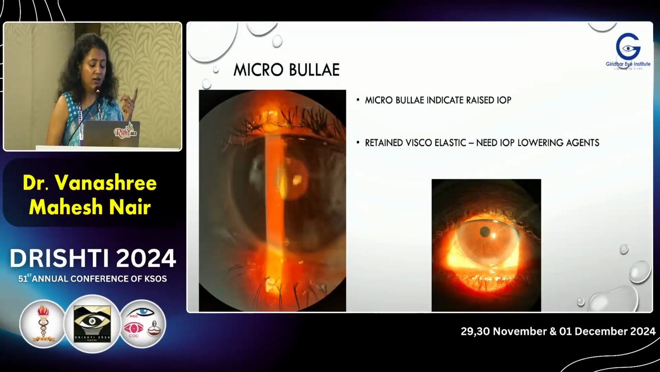I think what happens is sometimes there may be retained viscoelastic at the end of the surgery if you have not cleared off the visco well. There will be no stromal edema here, but there will be microbullae. This is where there is raised intraocular pressure and you need to give IOP lowering agents.